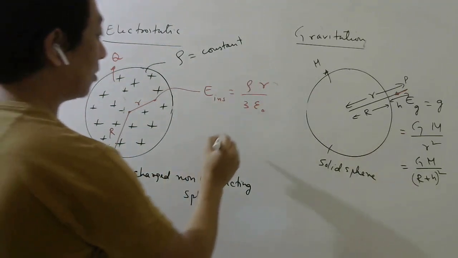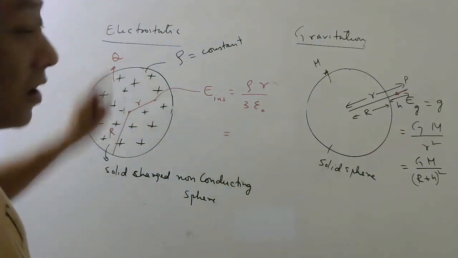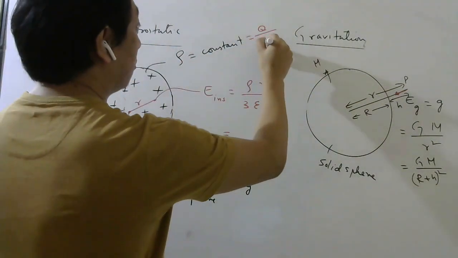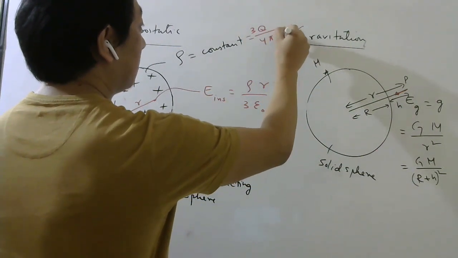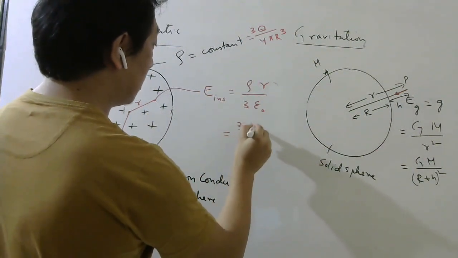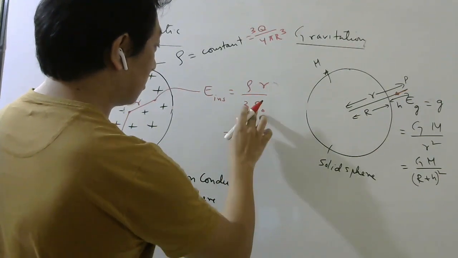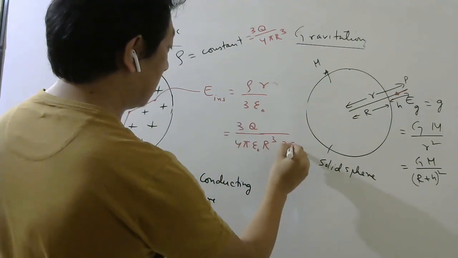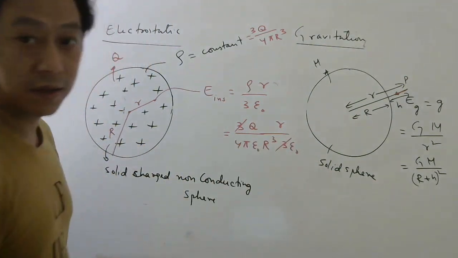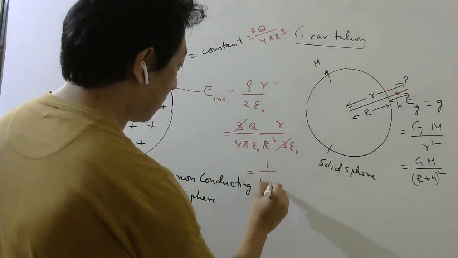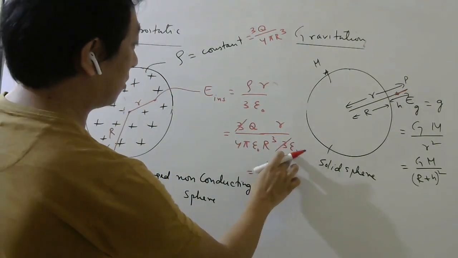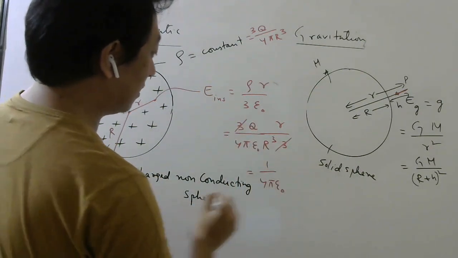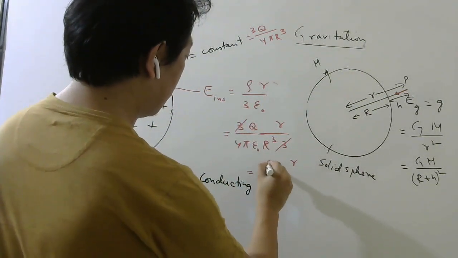So rho r by 3 epsilon naught, in terms of mass charge, if I write, how will I write? Rho means what? Charge per unit volume. This whole volume I can write as 4 by 3 pi r cube. So in terms of charge, it is 3q by 4 pi epsilon naught r cube. Then this 3 epsilon naught r, the 3 will cancel, so it will be 1 by 4 pi epsilon naught. This epsilon naught I took already, right? Only this 3 I did not write. 3 and 3 will cancel, so it will be r by r cube.